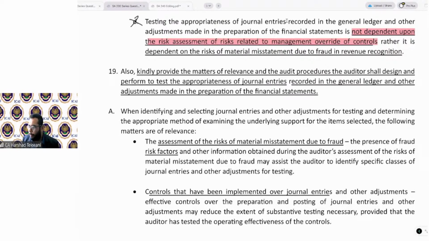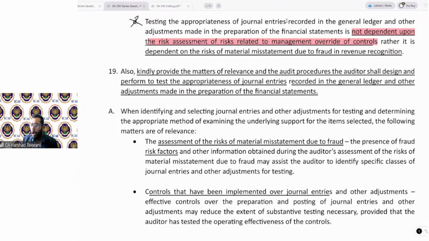So SA 250 now talks about, before I jump onto the questions, I'll just give you a brief about SA 250. Now SA 250 talks about consideration of laws and regulations in an audit of financial statements.